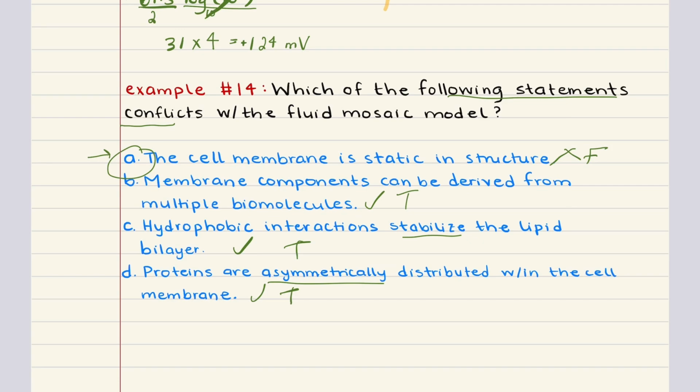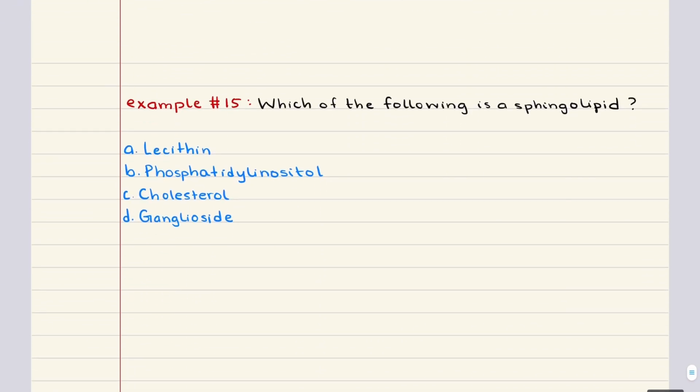14 is A. With that, we have our last and final problem. Problem 15 asks, which of the following is a sphingolipid? Now, from lecture, we learned that sphingolipids include several subtypes, such as ceramide, sphingomyelin, glycosphingolipids, and gangliosides. And looking at the answer choices, the only one that matches this category is D, ganglioside. So 15 is D. Very straightforward question. Lovely one to end this problem set on.